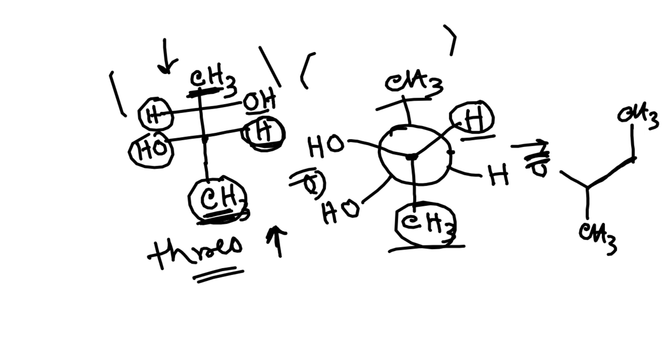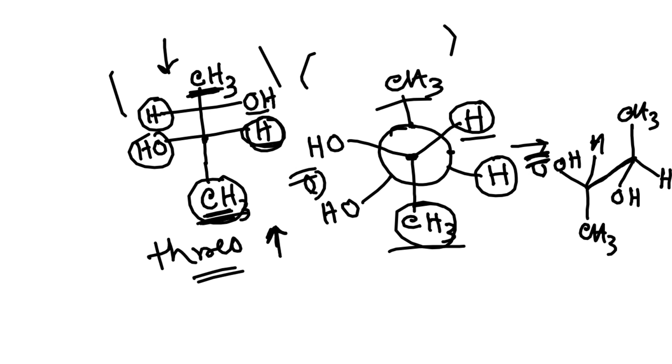Now it is very simple. You just have to make it threo. So at this center, if you look on my right hand side, I have a hydrogen atom which is towards me, right? This hydrogen atom is towards me. So I put the hydrogen atom here and the OH here. Now because it is threo, I have to make the groups gauche. So that means I have to put the hydrogen here and the OH here.